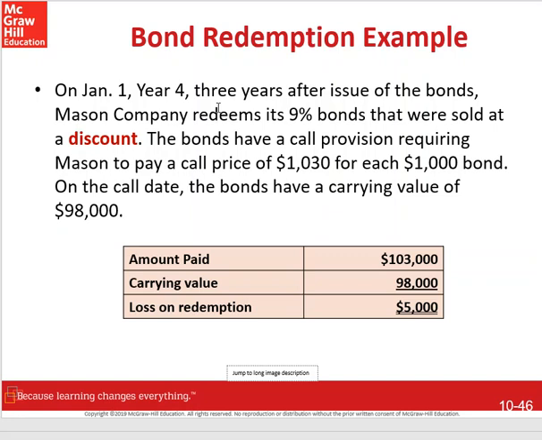There was a $5,000 discount. So we're 3 years in. So it went 96, 97, 98. So we need to compare that carrying value with the amount that we're having to pay back, which is 103% of face value. So 103,000 versus our carrying value of 98,000 looks like we're going to have a loss on redemption. Let's take a look at the journal entry.